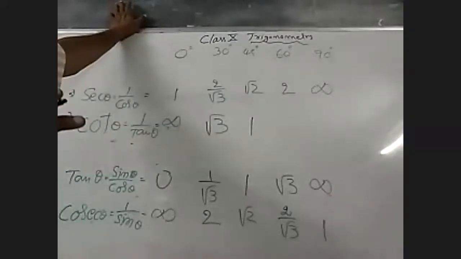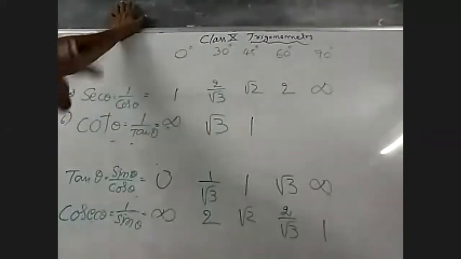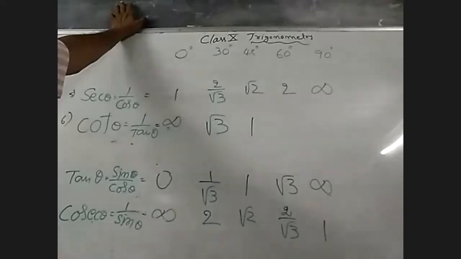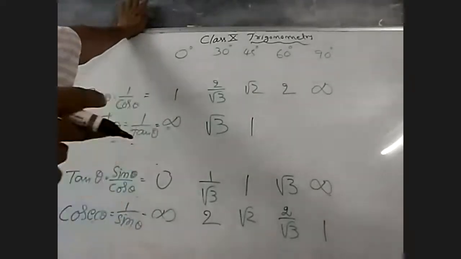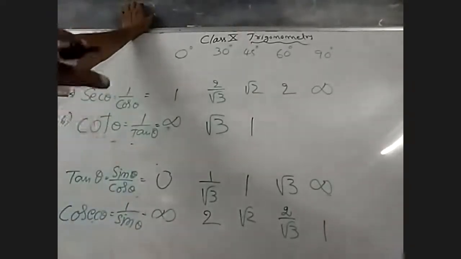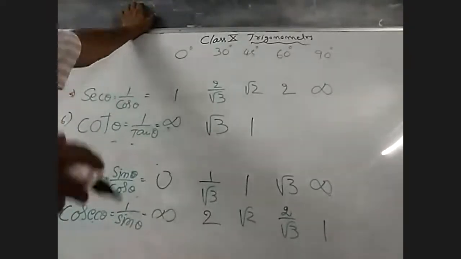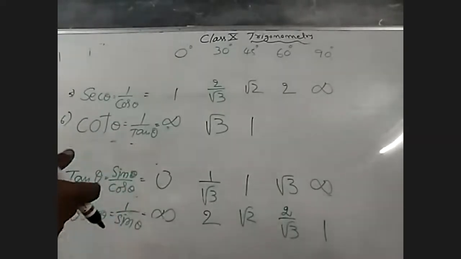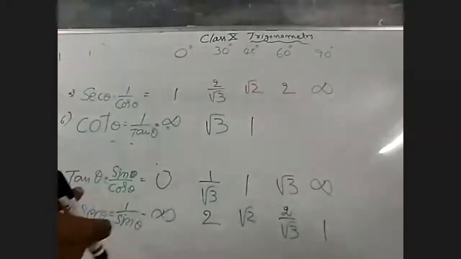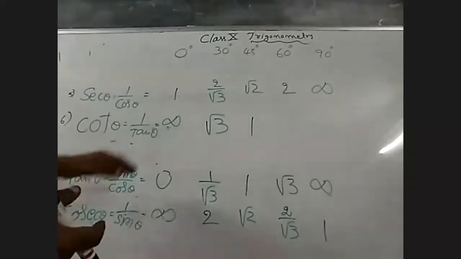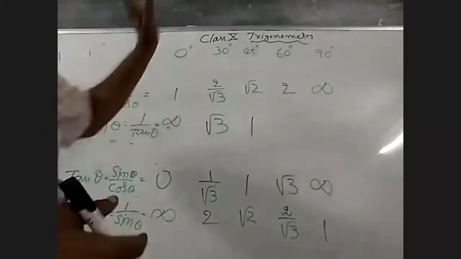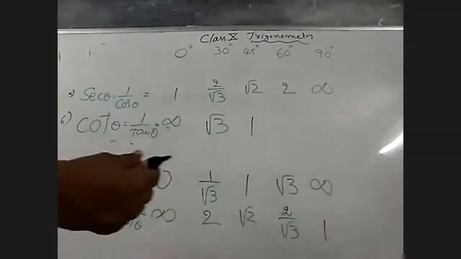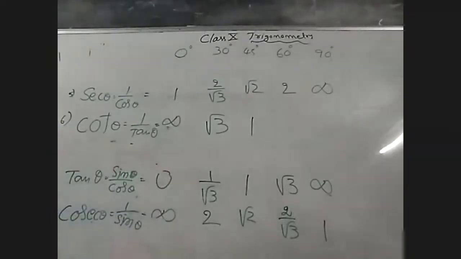I told you in the previous classes, three bits are there. Sin theta into cosecant theta is equal to 1. Cos theta into secant theta is equal to 1. And tan theta into cot theta is equal to 1. When sin theta is equal to cos theta, the theta value is 45 degrees. Similarly, when secant theta is equal to cosecant theta, the theta value is 45 degrees, and when tan theta is equal to cot theta, then the angle is 45 degrees. So these three bits are already written in your notes in the previous class.